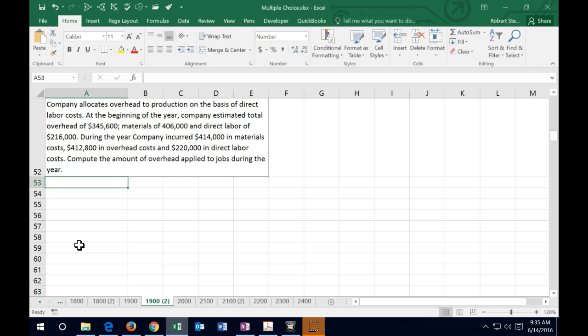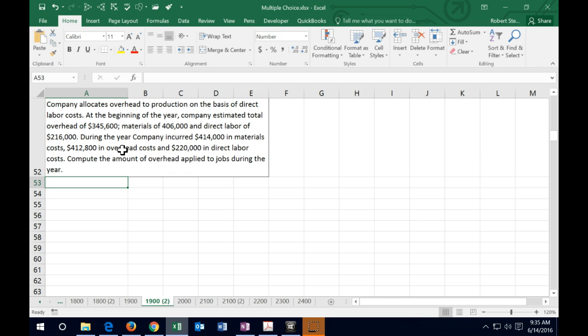So what we have to do to understand this is the idea that we're going to come up with a predetermined overhead rate so that we can apply the overhead to the jobs as the jobs are going. In order to do that, we're going to use the numbers before the period, at the beginning of the period in this case, to come up with that rate, and then use that to apply the overhead based on the direct labor.